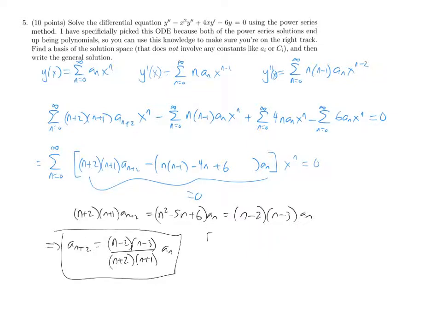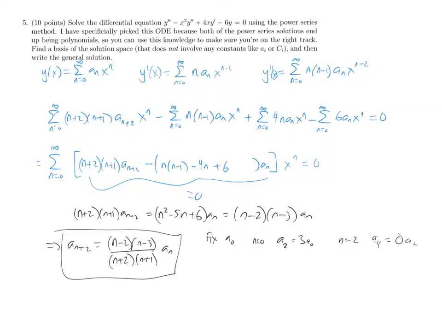So if you fix a naught, then a2, we get a2 by saying n equals 0. a2 equals, so let's plug in n equals 0 into here. We get negative 2, negative 3, so we get 6 on the top, and 2 in the bottom, so 6 over 2 is 3 a naught. And then when n equals 2, we see we're going to get a 0 on top, so we get a4 equals 0 times a2.